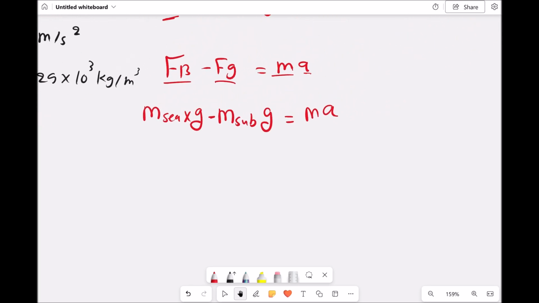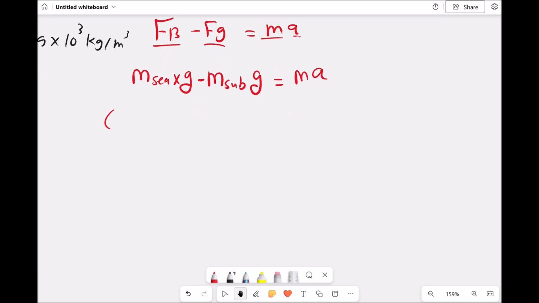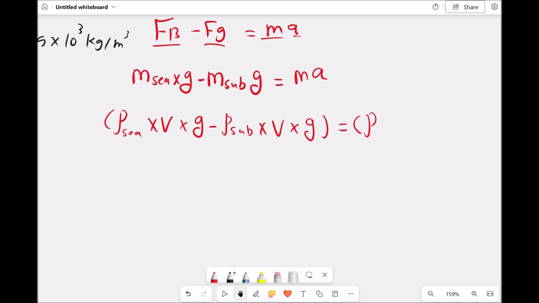Now guys, instead of writing M here, you have three M's: mass of the sea, mass of the submarine, and again mass of the submarine here. Instead of writing all these M's, I can write like this. I can say density of the sea, multiplied by volume, multiplied by gravity, minus density of the submarine, multiplied by the volume of the submarine, multiplied by gravity, is equal to what? It is equal to density of the submarine multiplied by V and multiplied by acceleration.